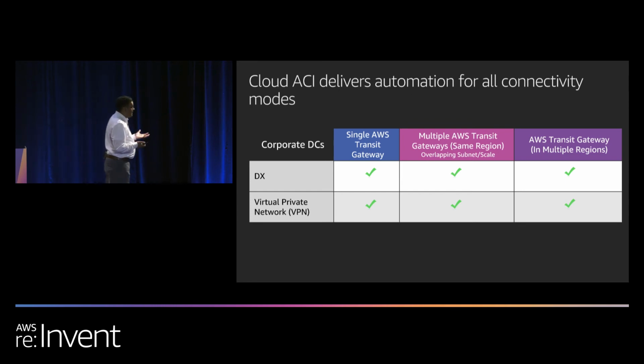So in summary, you can have single AWS transit gateway support with either Direct Connect if you're using high-speed bandwidth, or you can use it with VPN. We also support multiple AWS transit gateways within the same region.